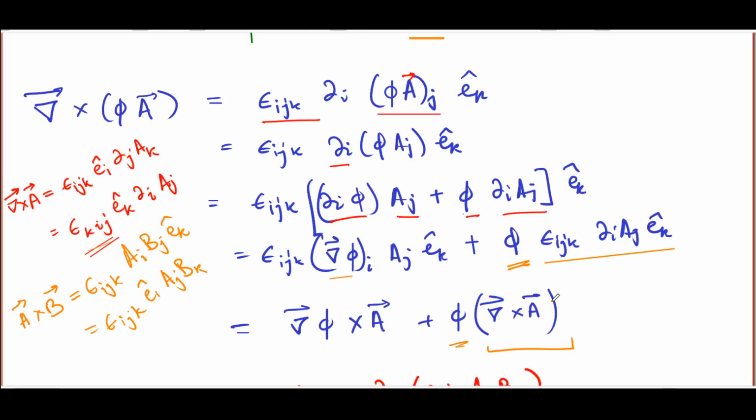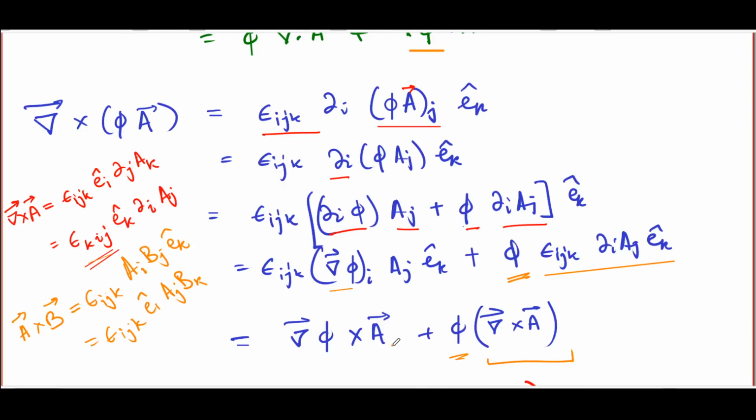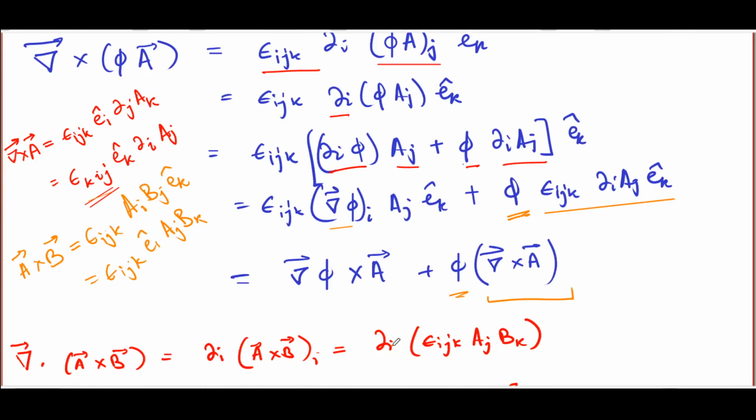The one important thing that you have to remember is that the order is important. Phi A and A phi are the same things. But grad phi cross A and A cross grad phi are of course not the same. Here, specifically, the cross product has to be grad phi cross A. Let's move on to another example which is slightly more complicated.